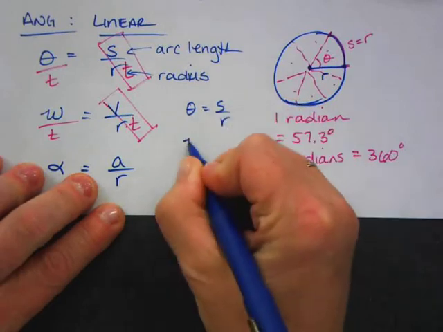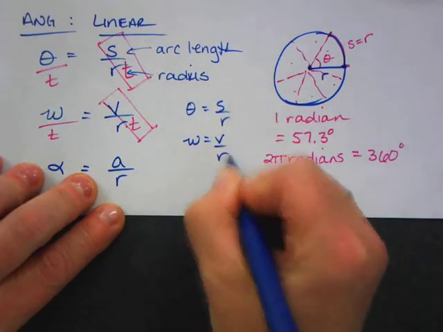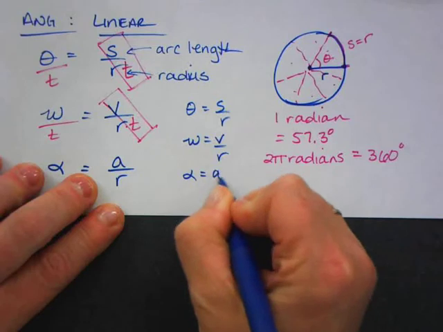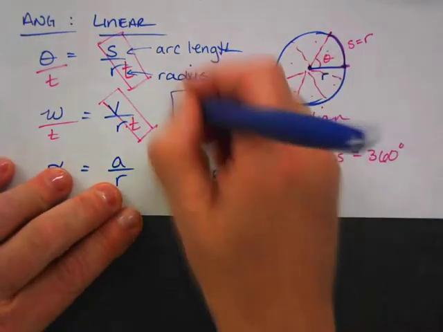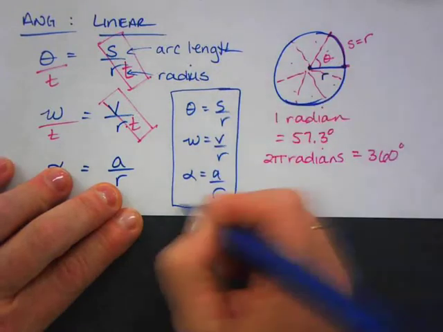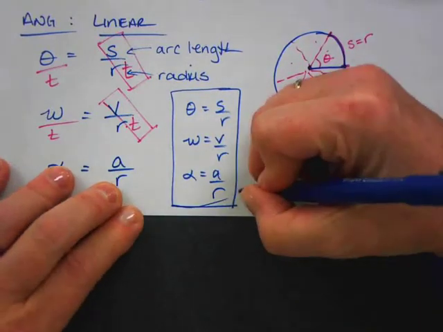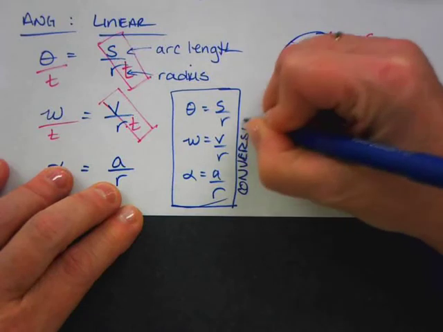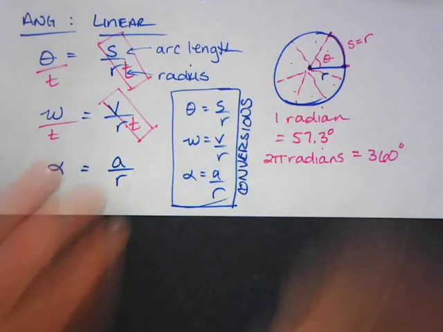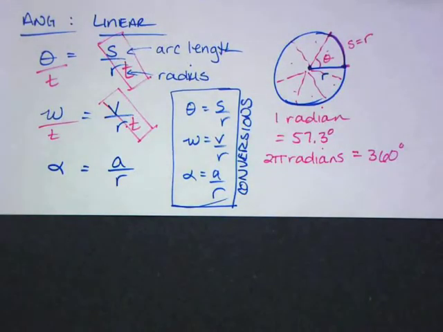So if I rewrite this without all the derivations, it becomes the following. And that's going to go up on the board. So there are your conversions between angular and linear. Okay? Conversions.